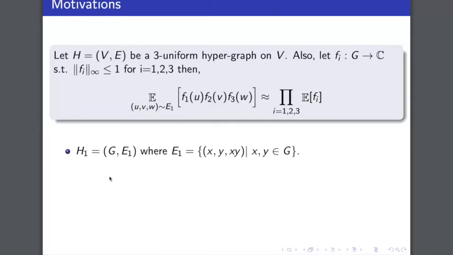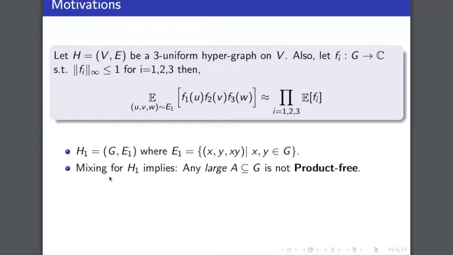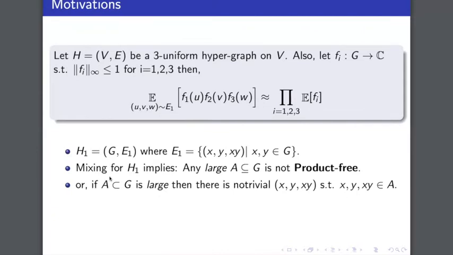So let's talk about H1 first. Mixing for H1 implies that if we take any large subset A within G, then A is not going to be product-free. Or equivalently, take any large subset A in G, then there will be a non-trivial triple x, y, x times y, where all three of them will be in A. And to say why this is true, fix any large subset A within G and take f1, f2, and f3 to be the indicator function of this set A.